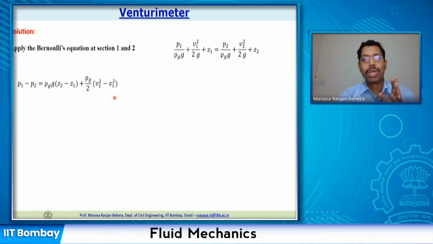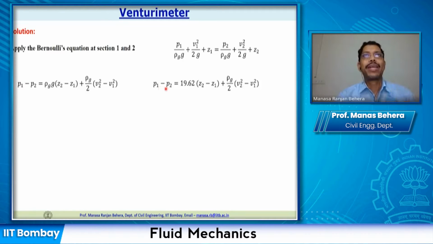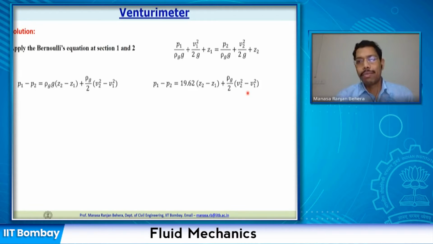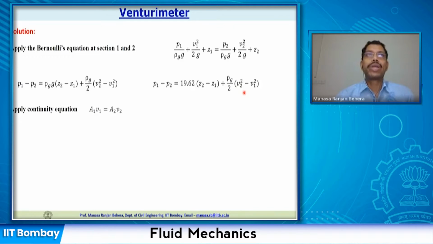Alright. So now if I rephrase this again, P1 minus P2 will be 19.62 into Z2 minus Z1 plus rho g by 2 into V2 square minus V1 square. Now if you apply the continuity equation, you know already A1 V1 equals A2 V2, and you can write V1 equals A2 by A1 into V2. So you can finally represent V1 in terms of V2, which is 0.444 V2.